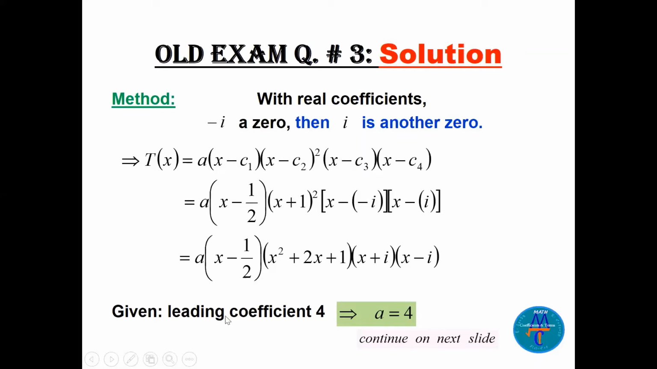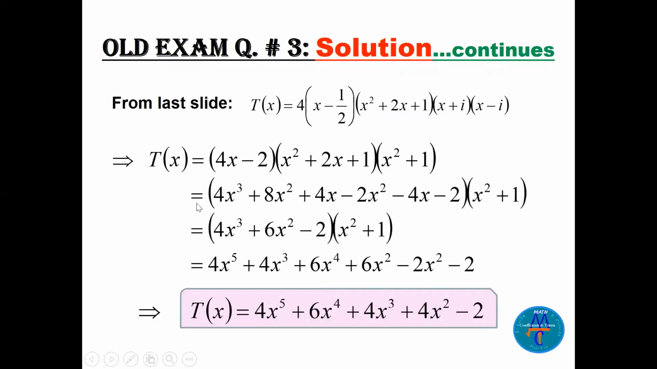Now look at the question here. In the given, it says the leading coefficient should be 4. So a is 4 here. You multiply 4 times x, that is 4x, 4 times the half is minus 2. Then I multiply this and this. You can multiply anything you like. And remember, x plus i, x minus i will be x squared plus 1. You can multiply this and this first, it's up to you. I multiplied this and this. You get all this. Please check it.